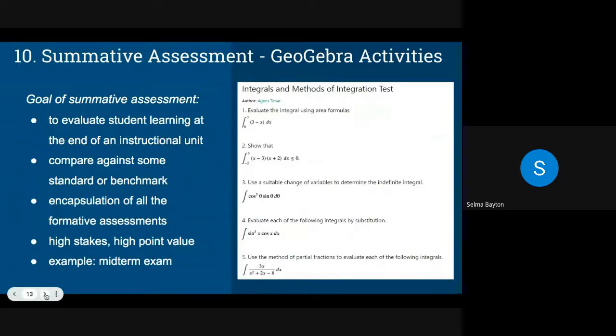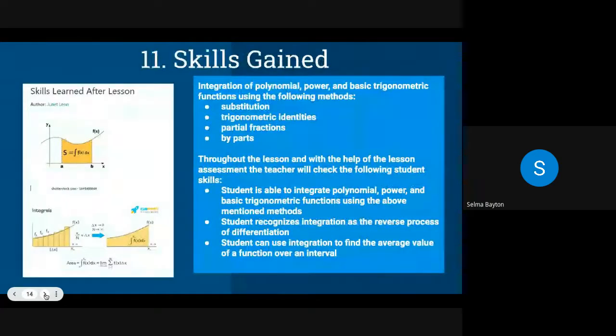This one is actually a cumulative of all the different methods, and the students would not have an example of how it works. They're going to actually work through it by themselves. And this is going to be also a GeoGebra activity, mostly a multiple choice option they're going to use for this particular activity.